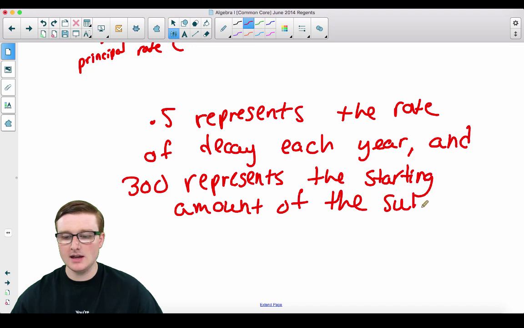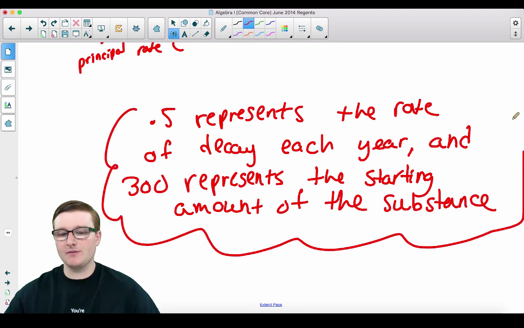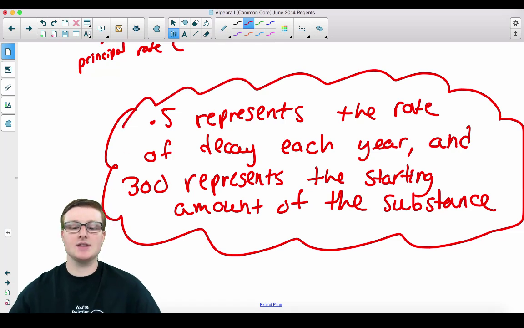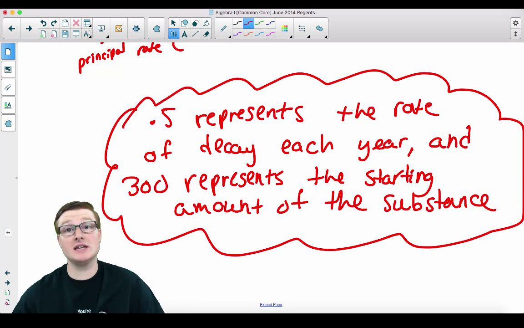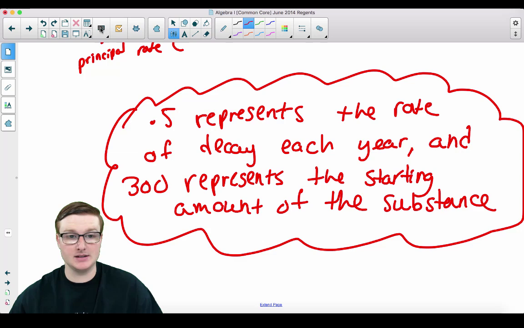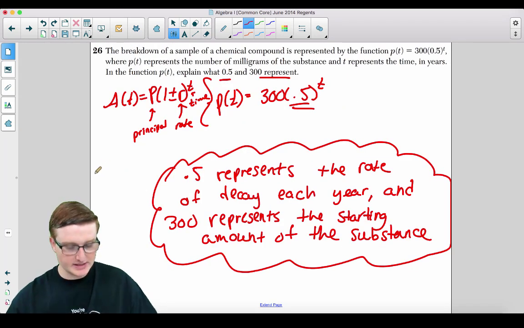And that's all there is to it. Pretty simple question. 0.5 represents the rate of decay, and 300 represents the starting amount or the initial amount of that substance. All right? And that's how you do question 26. Moving on.